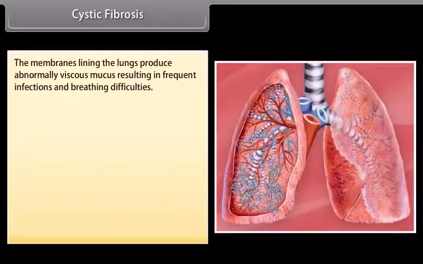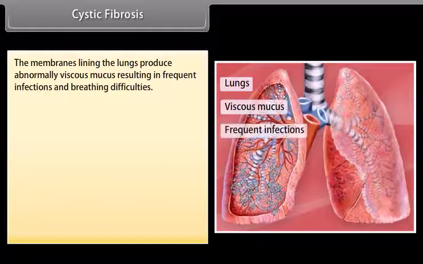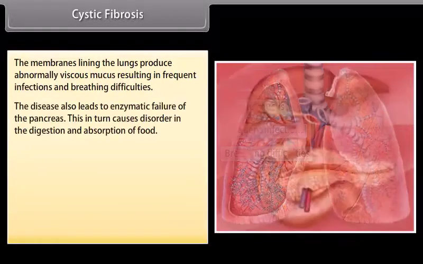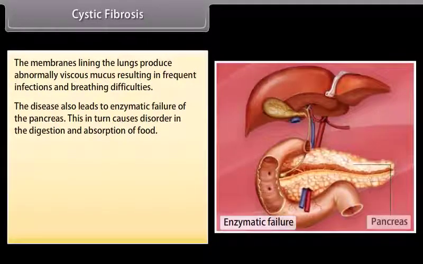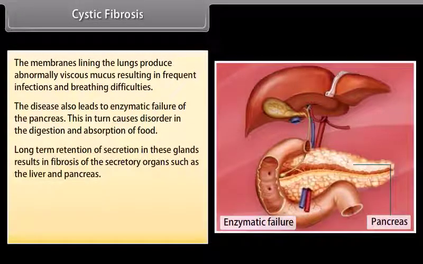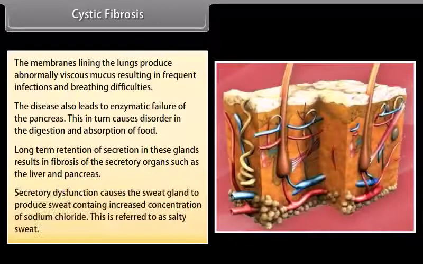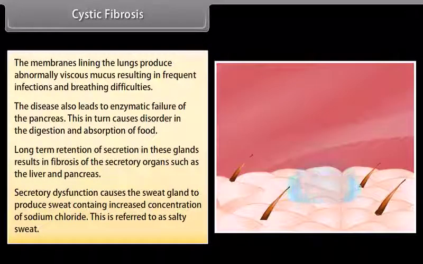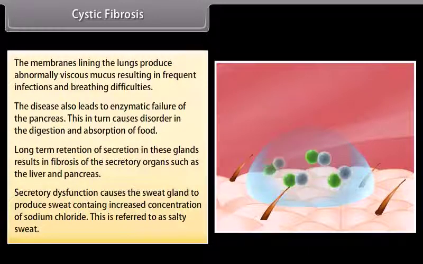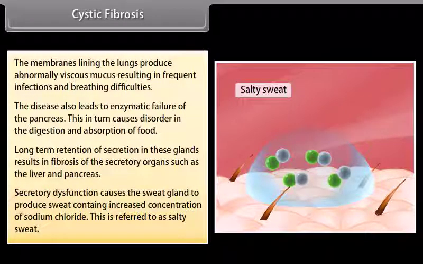The membranes lining the lungs produce abnormally viscous mucus, resulting in frequent infections and breathing difficulties. The disease also leads to enzymatic failure of the pancreas. This in turn causes disorder in the digestion and absorption of food. Long-term retention of secretion in these glands results in fibrosis of the secretory organs such as the liver and pancreas. Secretory dysfunction causes the sweat gland to produce sweat containing increased concentration of sodium chloride. This is referred to as salty sweat.